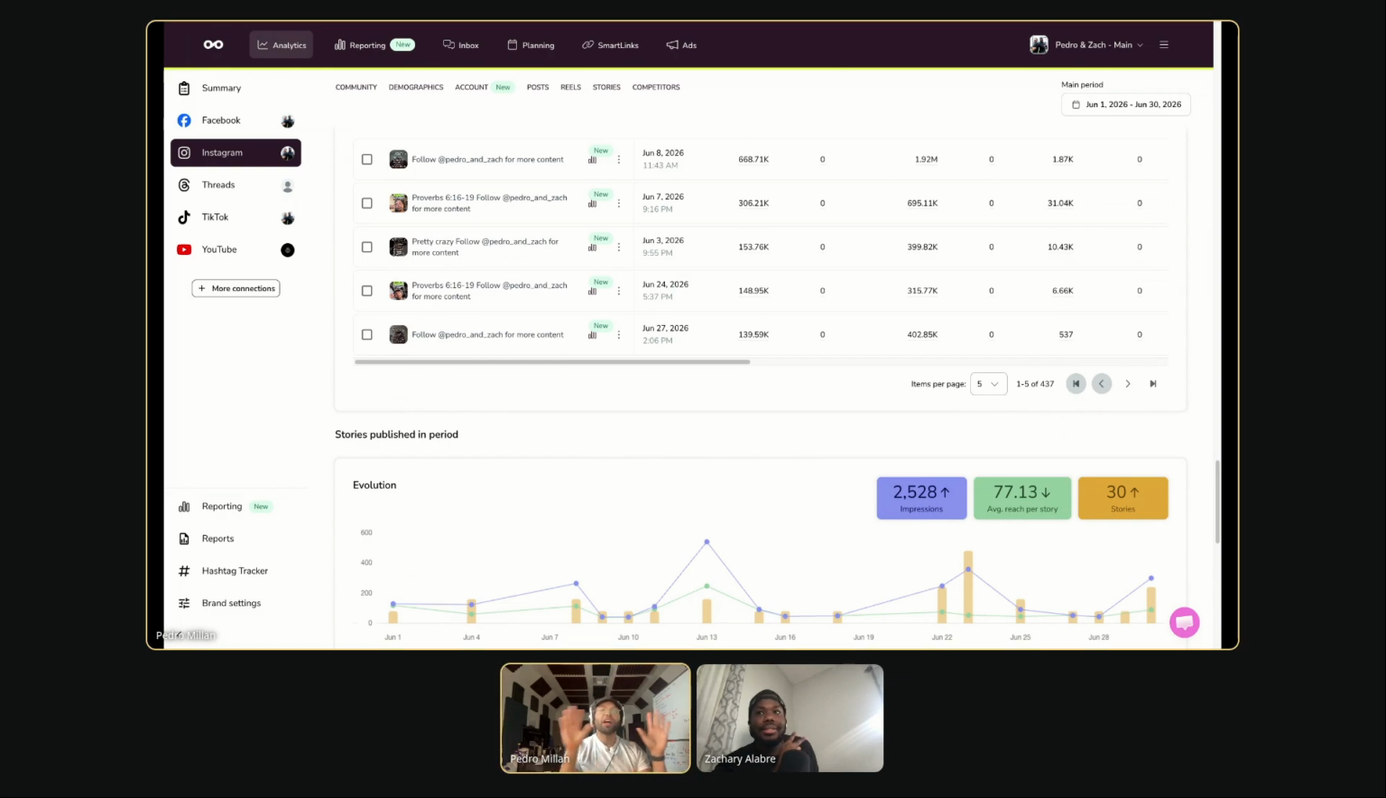But it's essentially 2 different algorithms. So let's say, for example, trial reels is one algorithm, and then your feed posts are one algorithm.